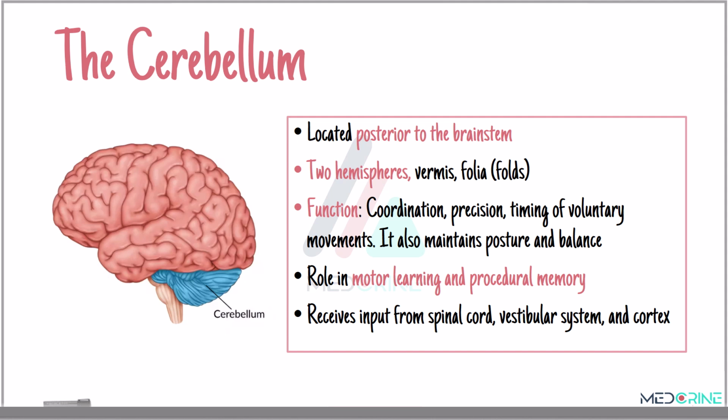Then we have another part of the brain known as the cerebellum. The cerebellum is located posterior to the brainstem, and it has two hemispheres and a midline structure called the vermis. It coordinates voluntary movements, ensuring precision and accurate timing. It as well maintains posture and balance, and the cerebellum integrates input from the spinal cord, vestibular apparatus, and cerebral cortex, and is involved in procedural memory such as learning to ride a bike.